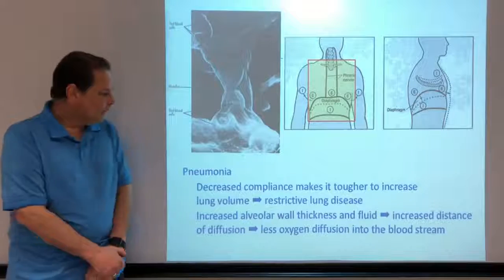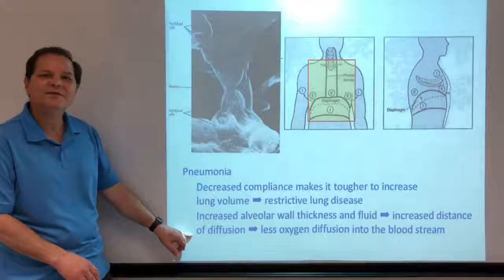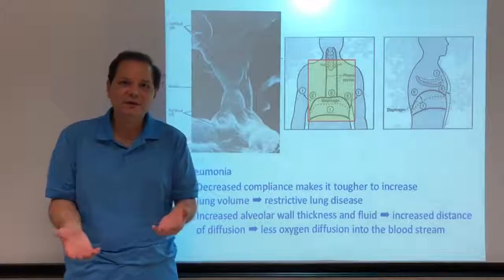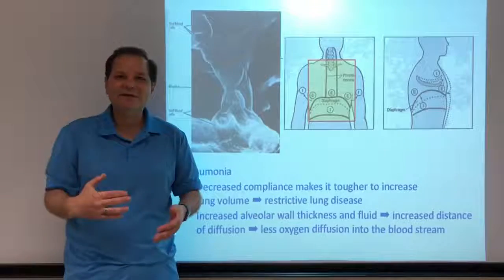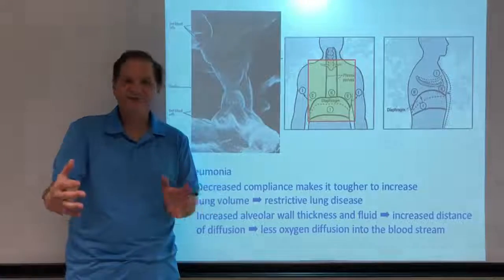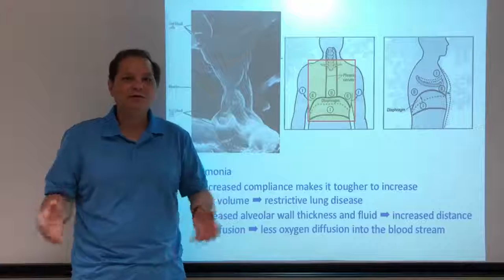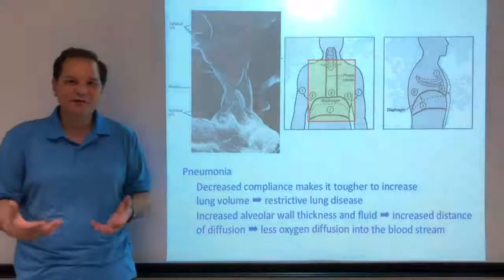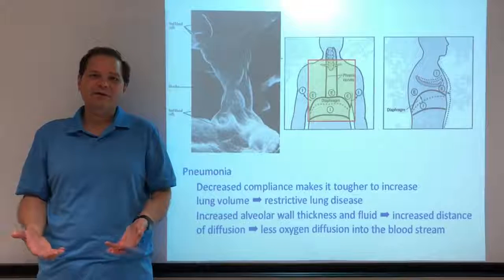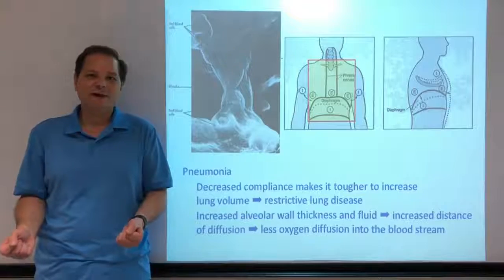We also have that increased alveolar wall thickness. That means we've increased the distance of diffusion, which means it's going to be a lot tougher for oxygen to get from the alveoli into the capillaries because it has to go through the water in the alveoli, it has to go through the thickened edematous membranes. And so when you increase the distance of diffusion, you decrease the efficiency with which that happens. You're having trouble getting oxygen into your capillaries, your blood's not as oxygenated, bad things happen when that happens.